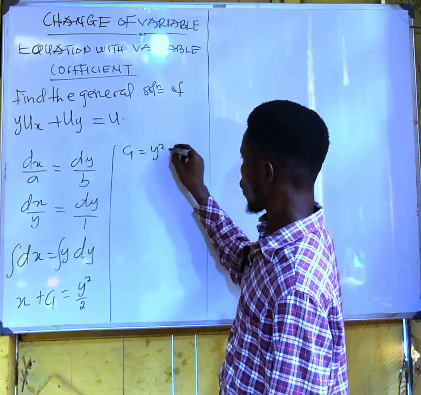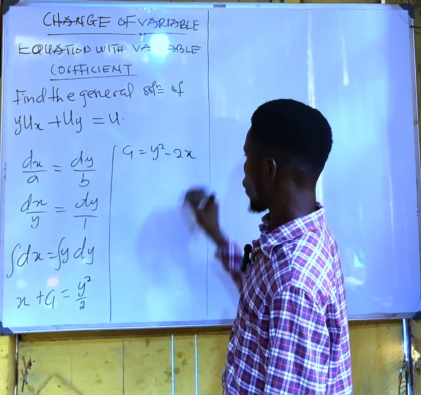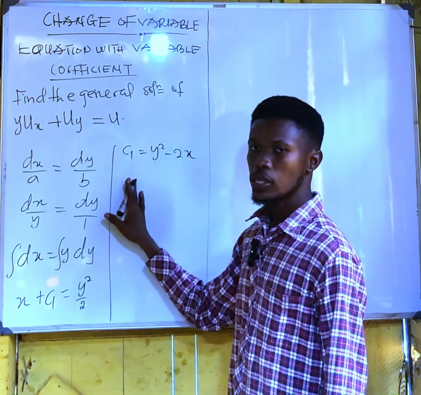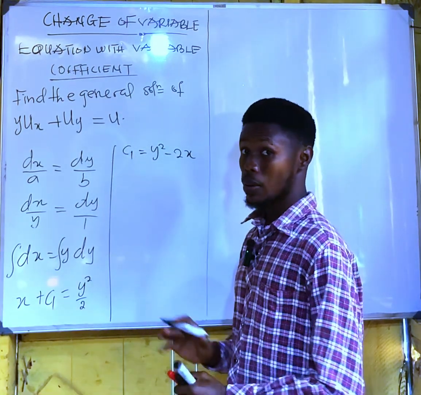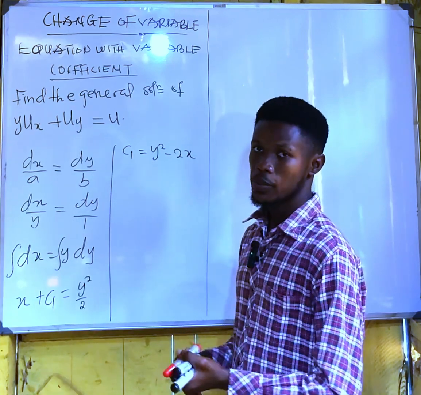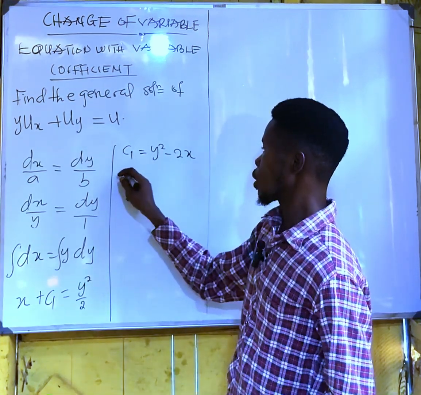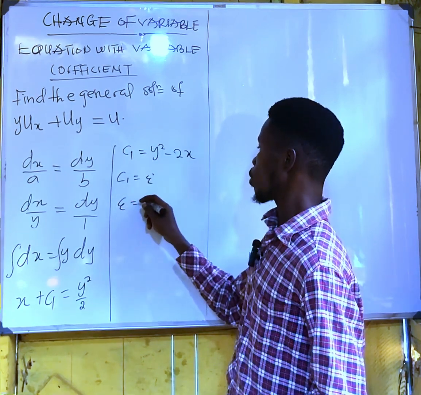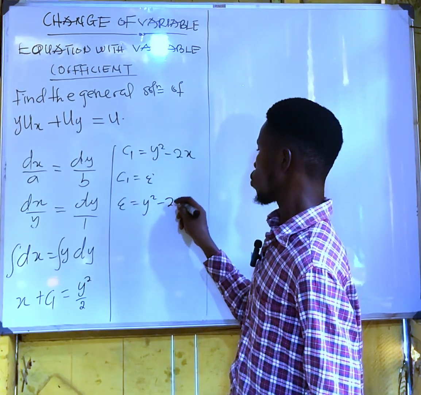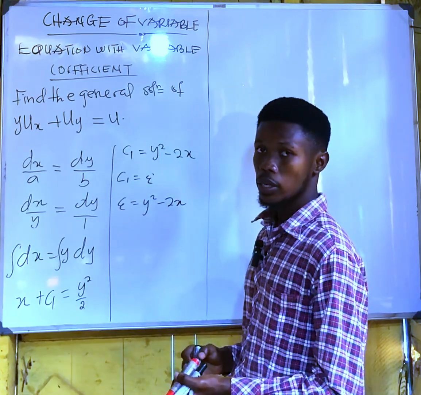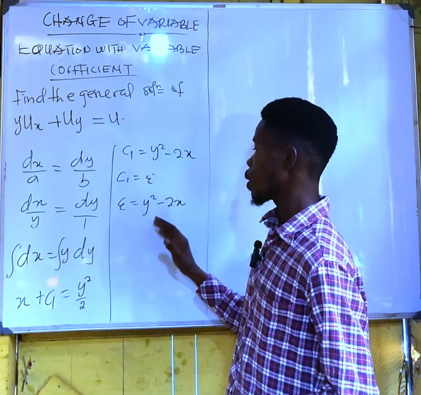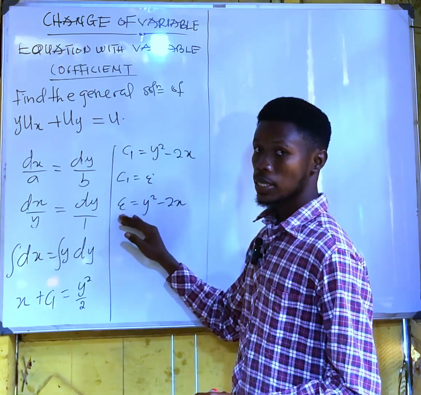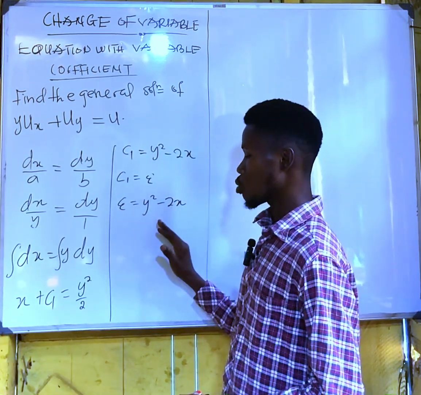So for this case, our c1 will be y squared minus 2x. What you are going to do here is replace this c with xi or eta. It depends on you, but normally we like using xi. So you say that c should be equal to xi, which means that xi will be y squared minus 2x. That's the procedure for the variable coefficient. When they give it to you, the c that you get should be represented by xi or eta, any one that you want to use.